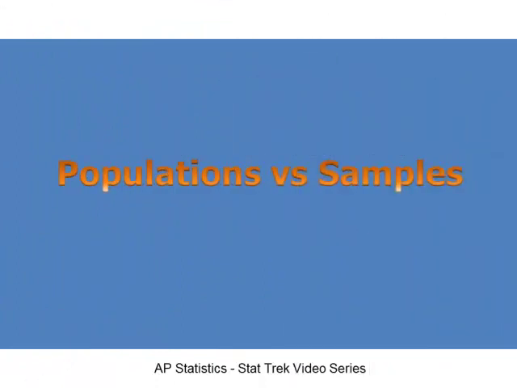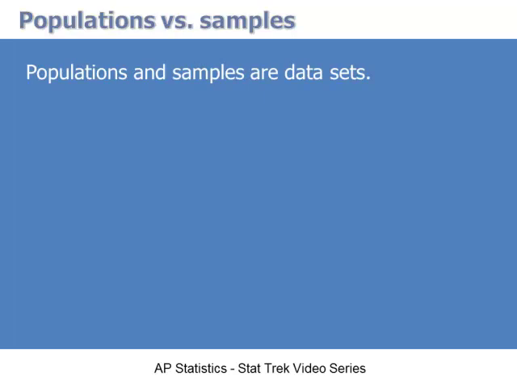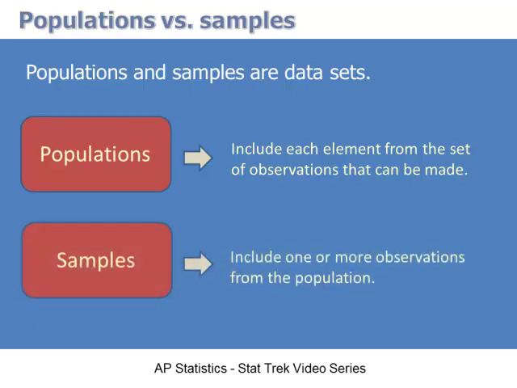First, let's talk about populations and samples, what they are, and how they differ. You can think of populations and samples as sets of data. The main difference between populations and samples has to do with how observations are assigned to the data set. A population includes each element from the entire set of observations that can be made. A sample includes one or more observations from the population.